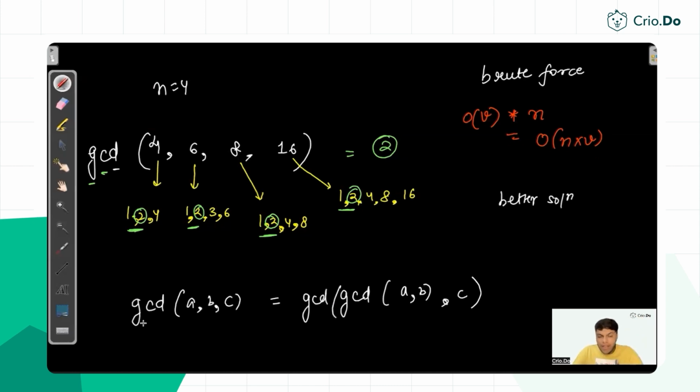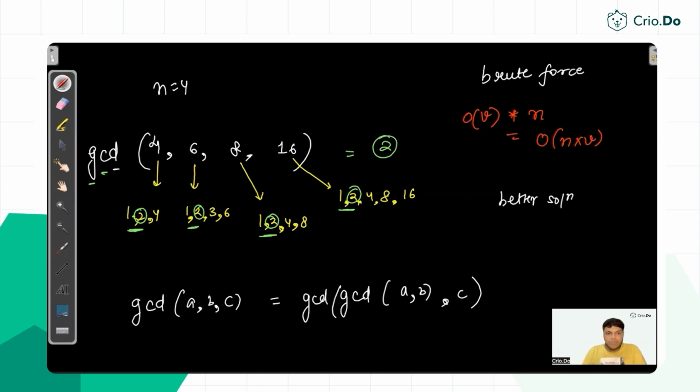So if we apply this formula for the entire array, we can just find the GCD pair-wise. That is, first find the GCD of the first two elements. The answer will be given as an input to the second GCD function. That answer will be given as a GCD input to the third function. And finally, the answer will be the overall GCD of all the numbers. What do you mean by that?